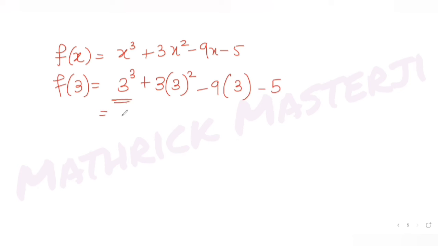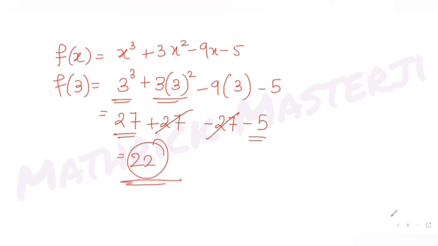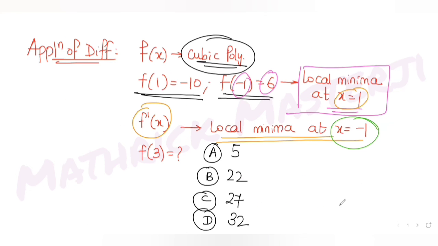So from here I get 27. Here also I get 27, minus 27, minus 5. So 27 and minus 27 get cancelled. You are left with 27 minus 5, and that gives you the answer as 22. And if you see the answer choices, the one that matches the question is option B. So B becomes the correct answer for the question that is given to us.